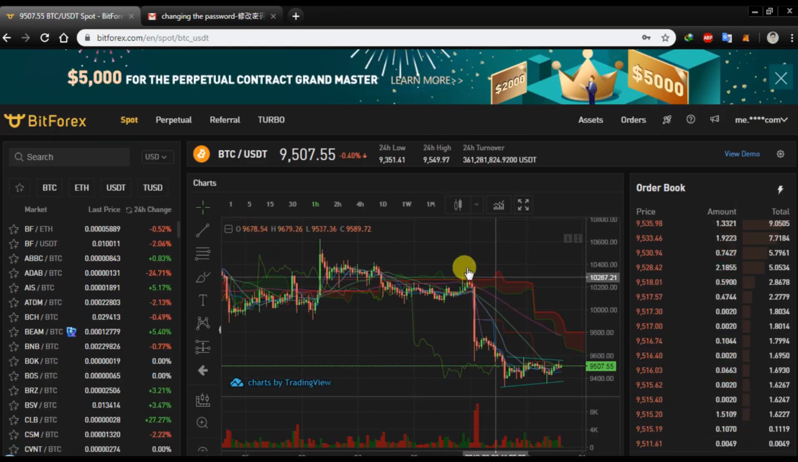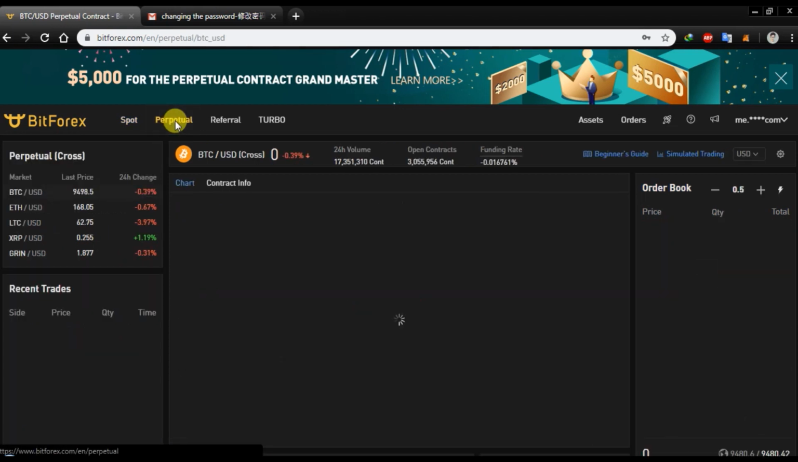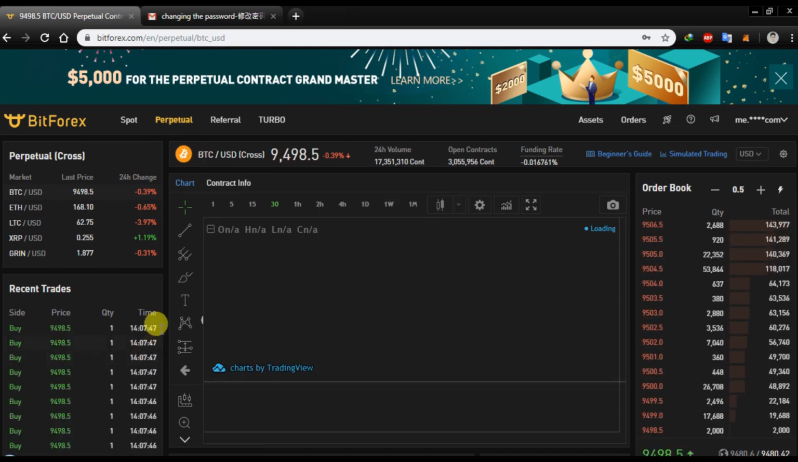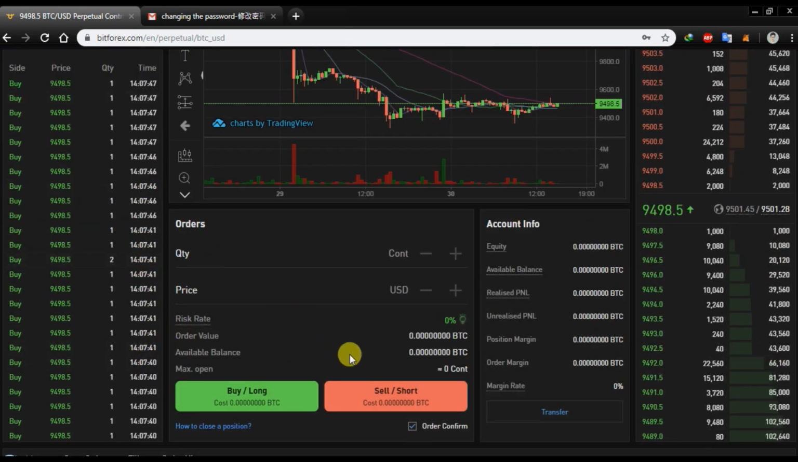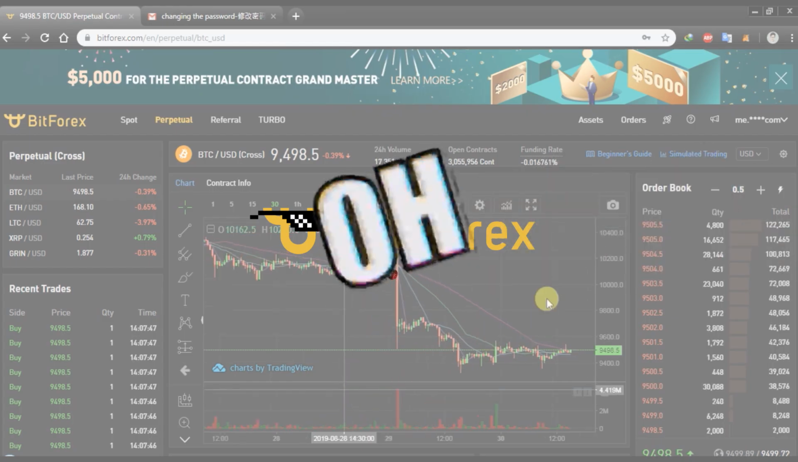Okay, next moving to perpetual trading. This type of trading is the same as futures trading such as Bitmex and Binance, where the order is buy for long and sell for short. However, I think Bitforex has a greater trading volume than Binance and Bitmex according to CoinMarketCap.